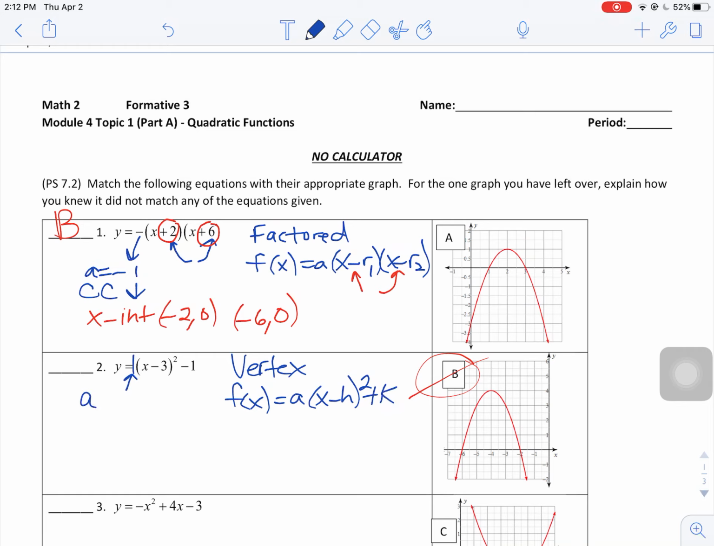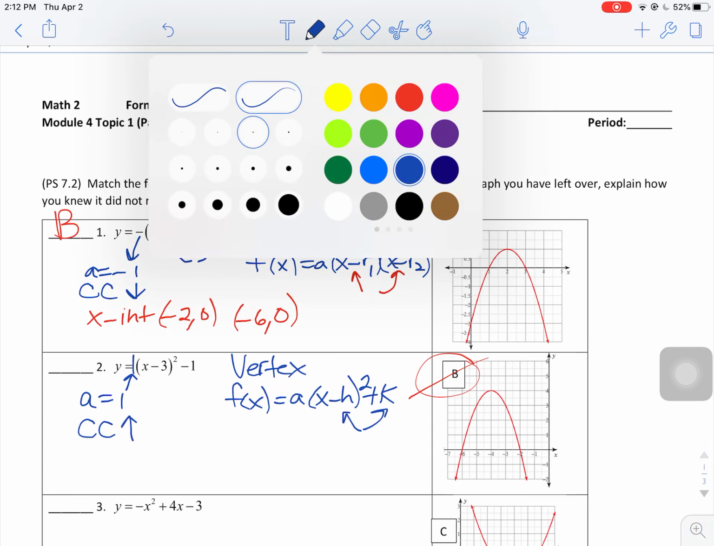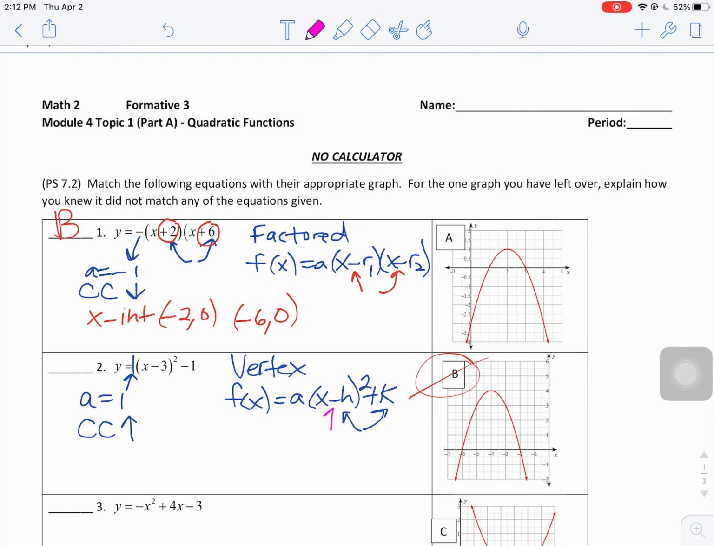So since a is 1, we're going to be concave up. And then the h and the k are the vertex. Since there's that built-in minus sign right here, we want to take the opposite of the number in parentheses for the x coordinate of our vertex. So 3, -1 for our vertex, because HK is going to be the vertex.